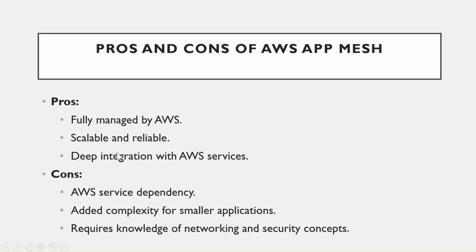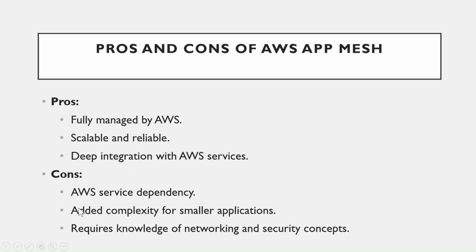So next one is scalable and reliable. It is built to handle a large number of services smoothly and automatically helps with retries and failovers if something goes wrong. So next one is integration with AWS services. It means App Mesh works well with the other AWS tools, making it easy to connect with them and keep everything within the AWS ecosystem.